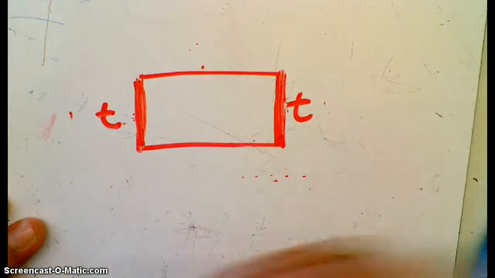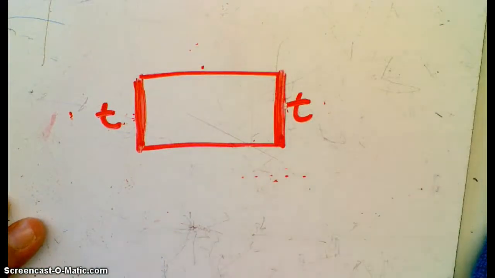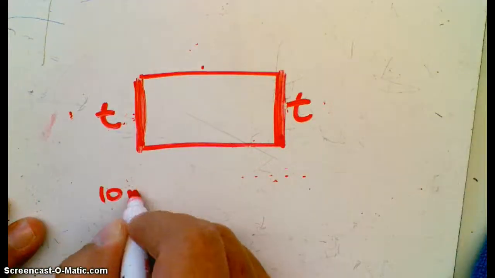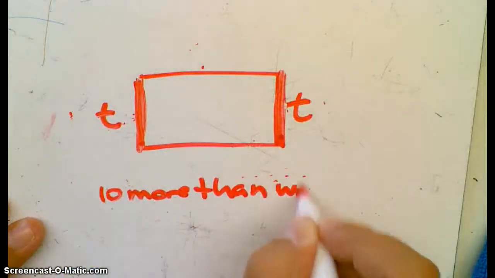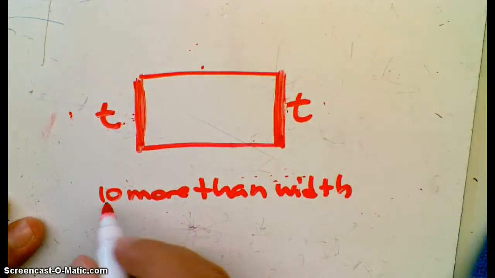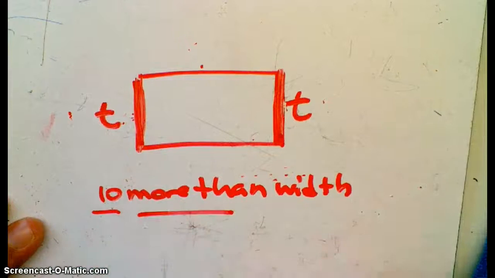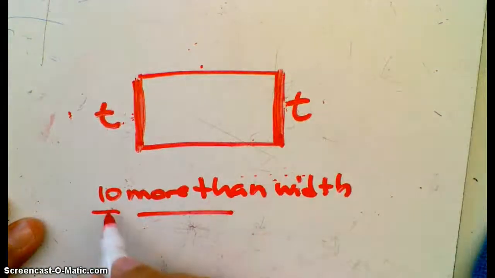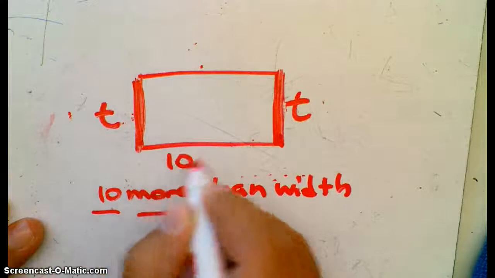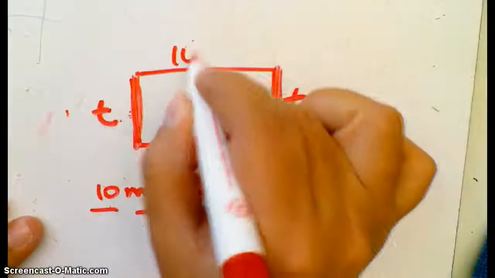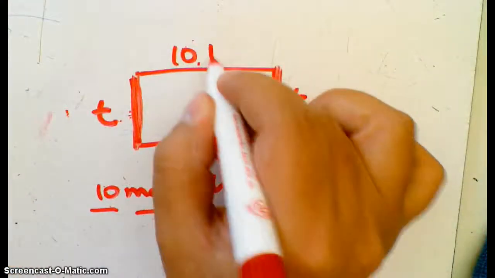Now, they may give you in a problem that the length is twice the width, or the length is 10 more than the width, or whatever that is. Let's say that they tell me it's 10 more than the width. So we have to translate what that means. It means that the length is 10 units longer than that, so 10 units longer implies addition.